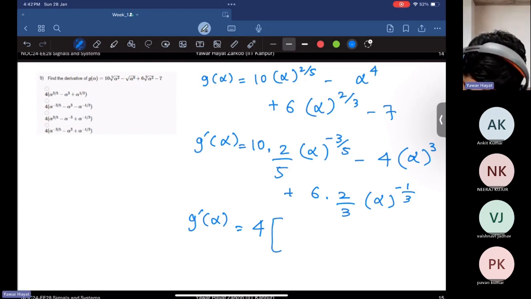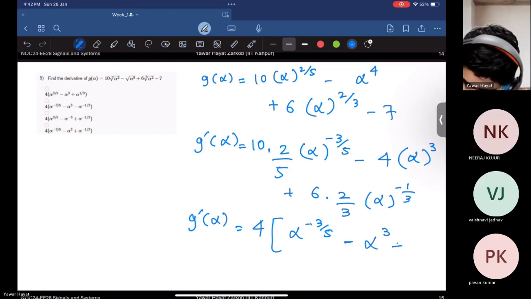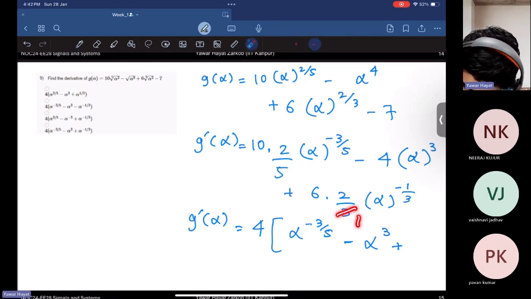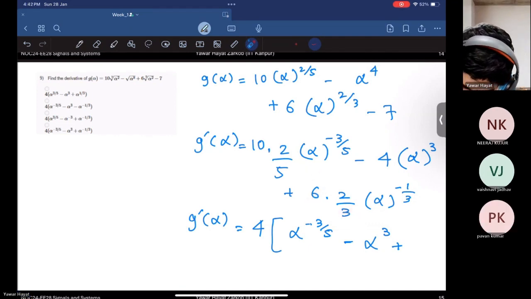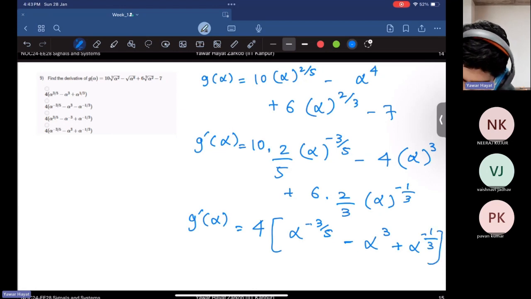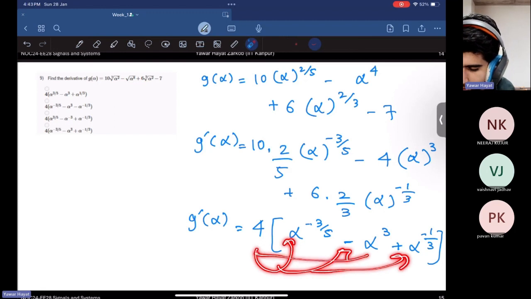So this is alpha raised to the power minus 3 by 5 minus alpha cube plus, 2 2s are 4, times alpha raised to the power minus 1 by 3. Right, I can take that 4, see 4 occurs here, here, and here. So I took that out.